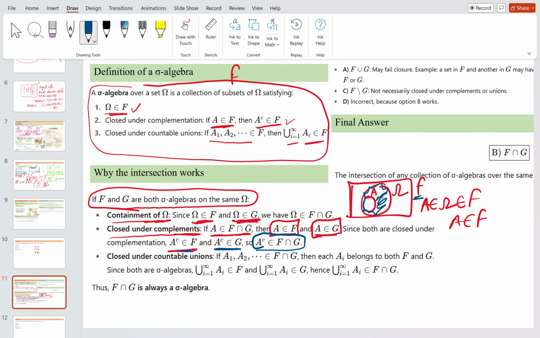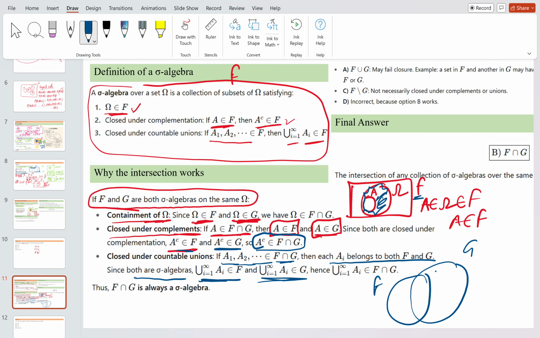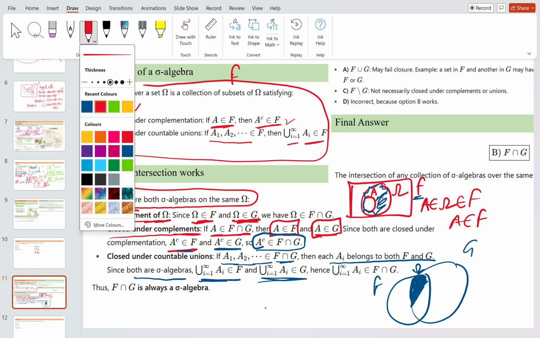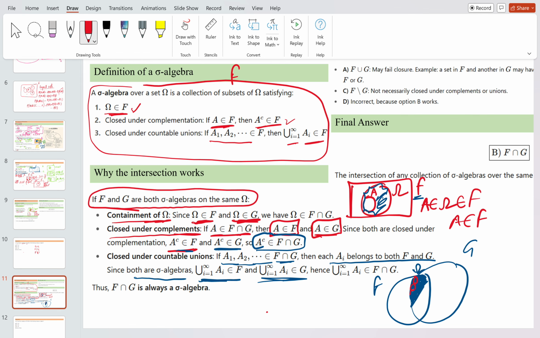The third criterion is that if A1, A2, A3 belong to F intersection G, and each Ai belongs to both F and G, since both are sigma algebras, the union of all the Ai belongs to F, and the same belongs to G, because there is a common point between both. Suppose this is F, this is G, and this portion is sigma. There are some subsets inside this omega: A1, A2, A3, A4, A5, and that is their union.